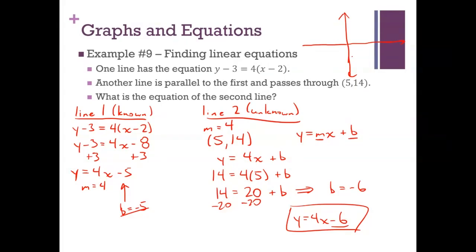So basically, what do our lines look like? Well, line 1 sort of looks like this. Slope of 4 goes through negative 5 on the y-axis. The other line is just one place lower and has the same slope. Good question. What else?